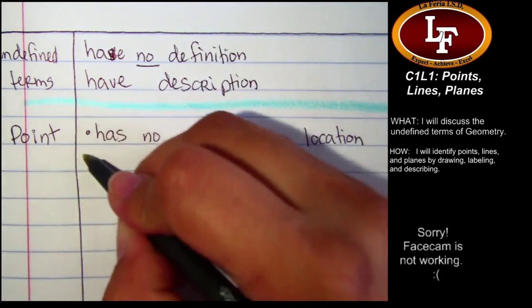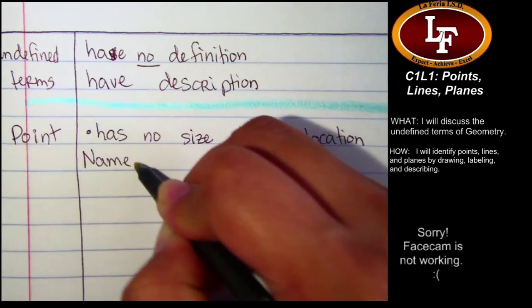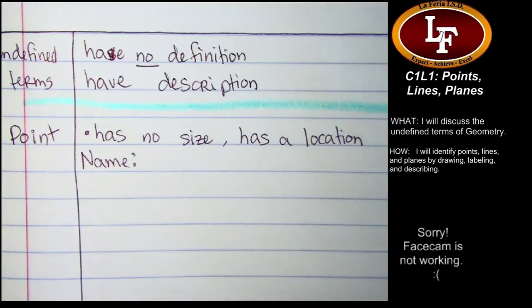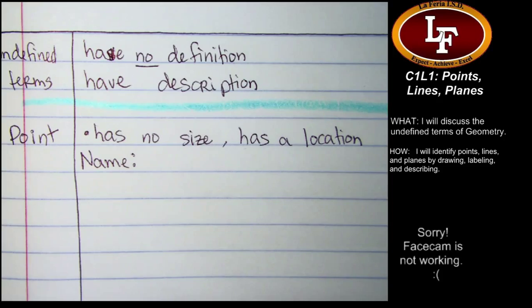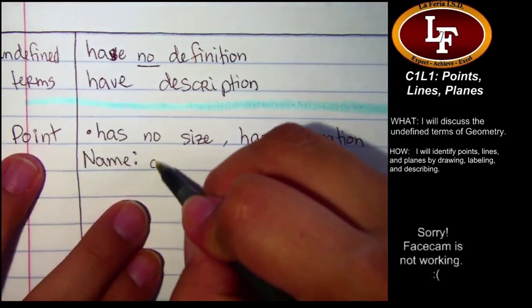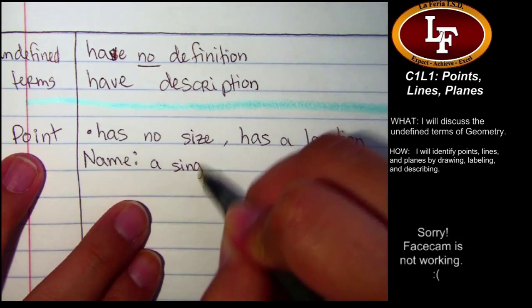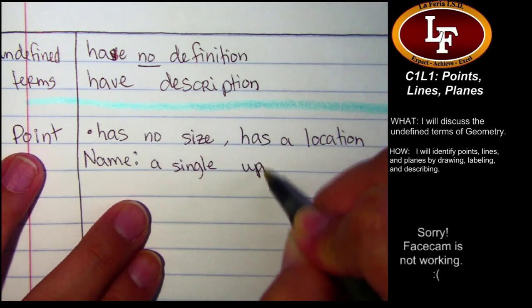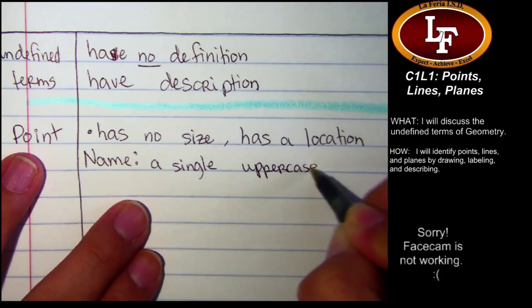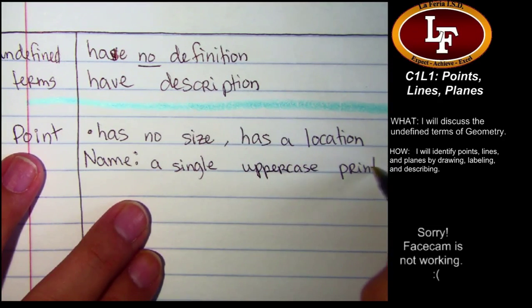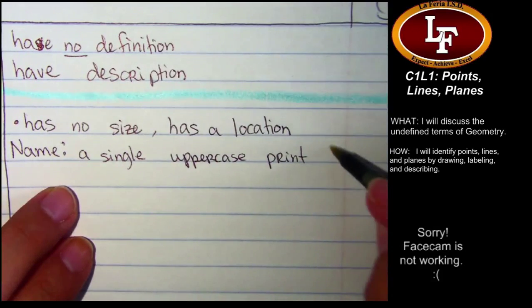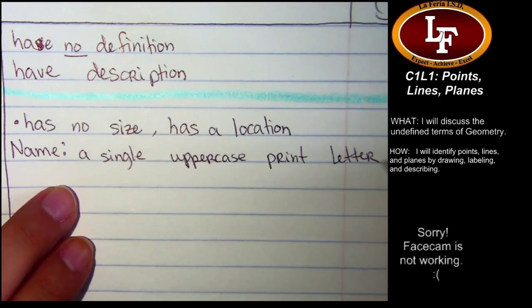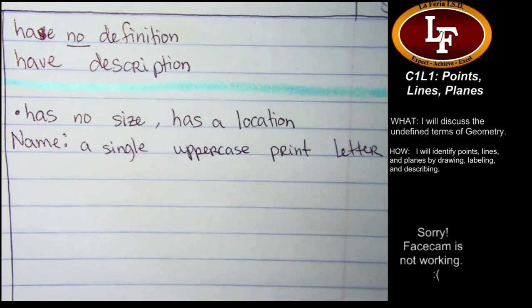All right. Let's talk about how we name points, because we're going to be drawing them, and we're going to be drawing a lot of them. We need to be able to say which one of all of these points and dots on our paper is a specific point. What you're going to use is a single uppercase print letter. It's very important that you make sure that it is uppercase and that it is print.